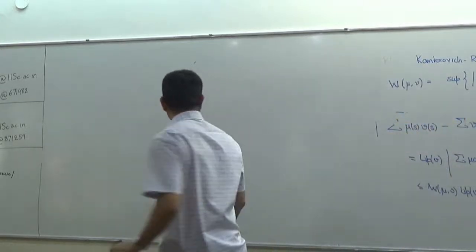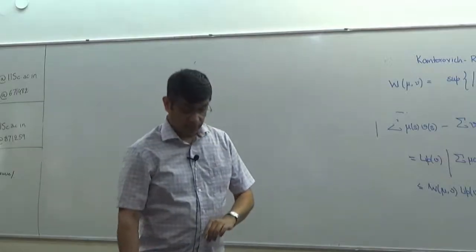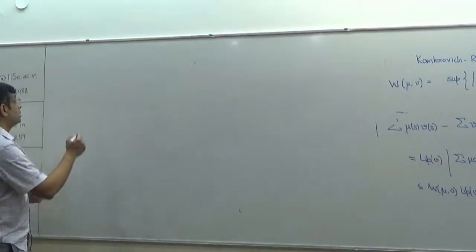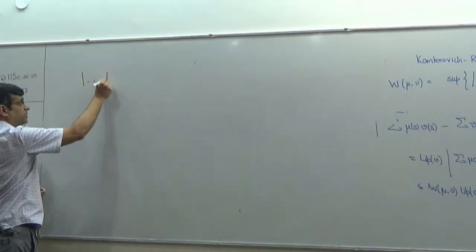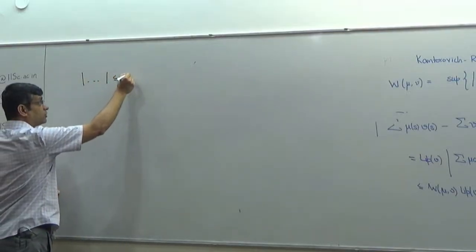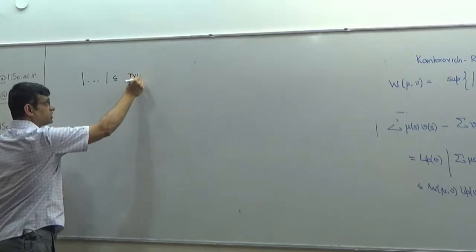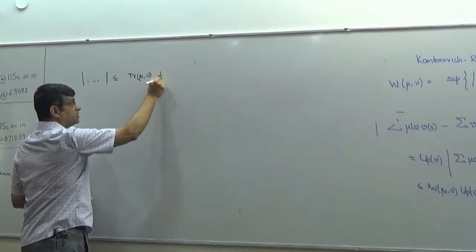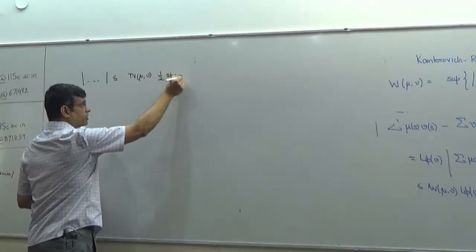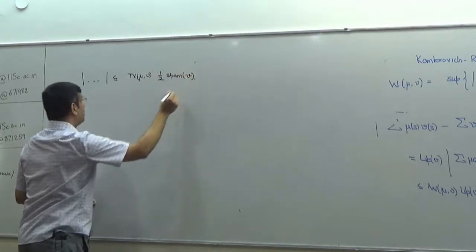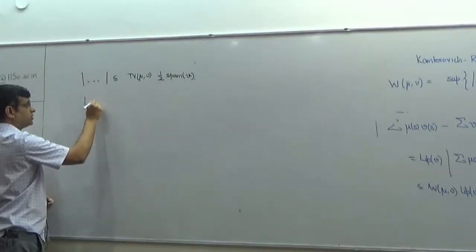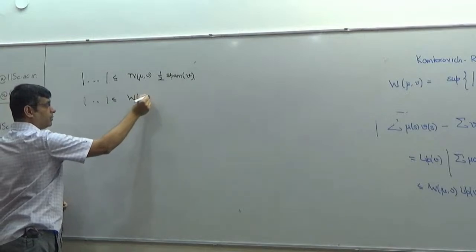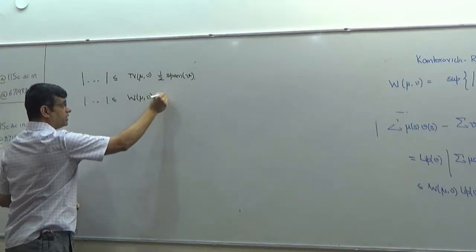Okay. So I have now two bounds which I want to work with: the difference of expected values is less than or equal to either the total variation distance between mu and nu times the span of v, or the Wasserstein distance between mu and nu times the Lipschitz constant of v.